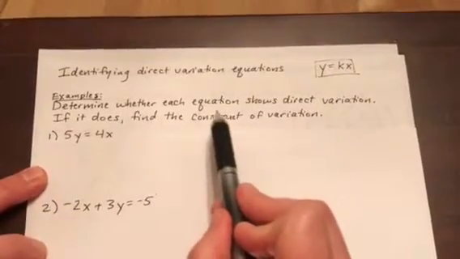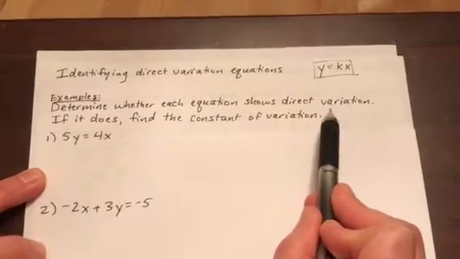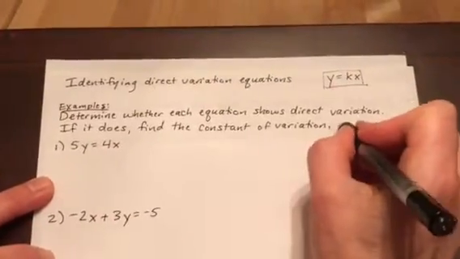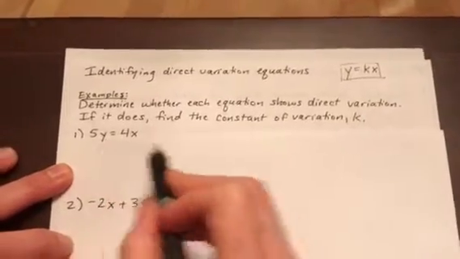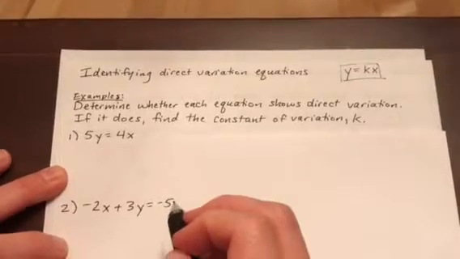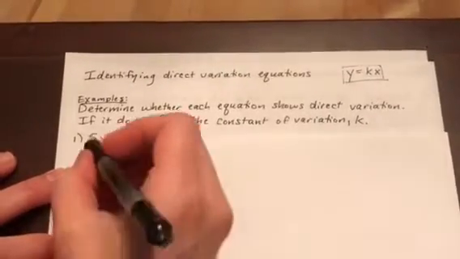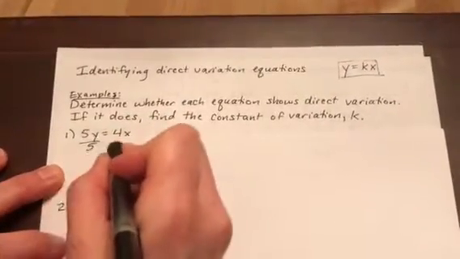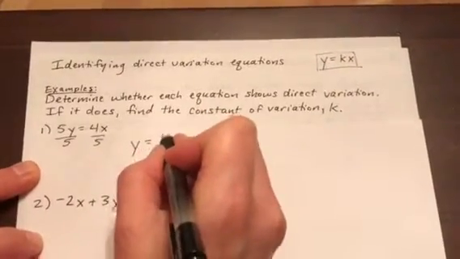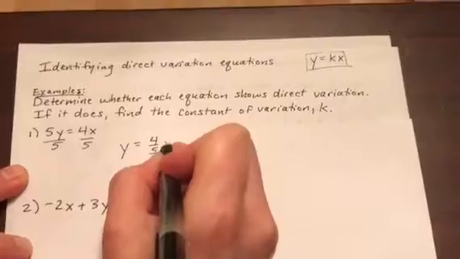So we're to determine whether each equation shows direct variation. If it does, find the constant of variation, that's the k. So the first example, 5y equals 4x. We want to isolate y, and so let's divide both sides by 5. That would give us y equals 4/5 x.